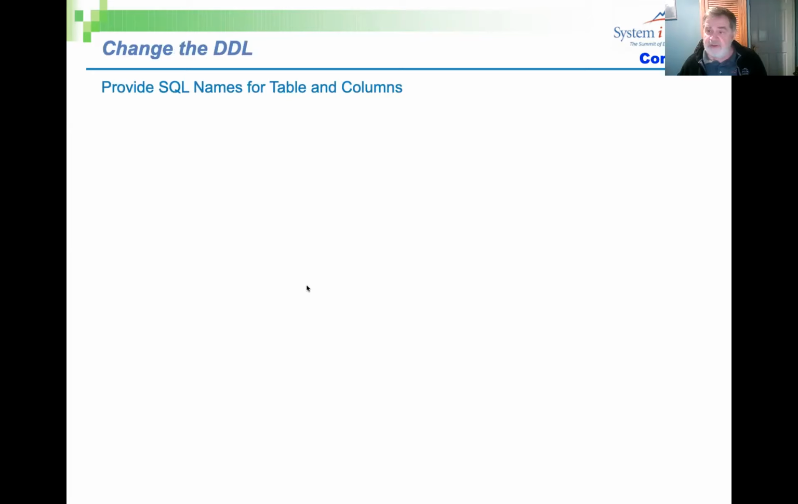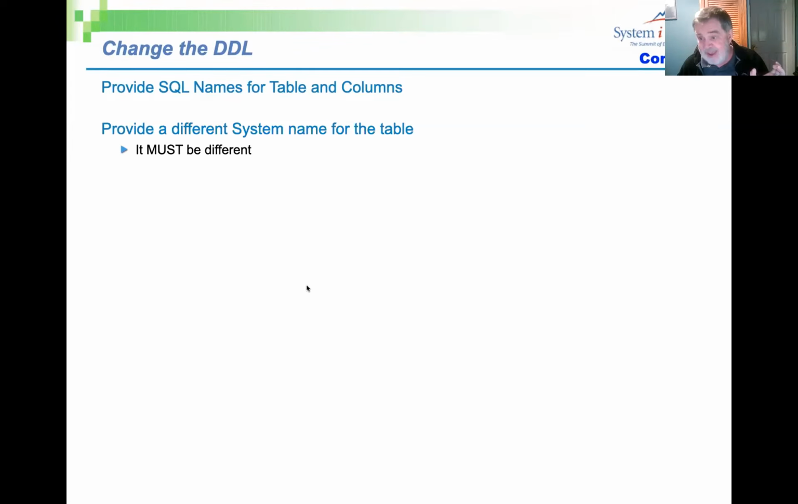So that DDL that gets generated is what I need to change for the table. The first thing I need to do is provide proper SQL names. These are the long names, with no prefixes. The short names are going to remain exactly as they are. I'm not going to change those. I have to have a different system name for the table, though, because it's now going to be a DDL table. Remember, the physical file that was there will still be there as a logical, so I cannot use that name again. It has to be a new name for the table.